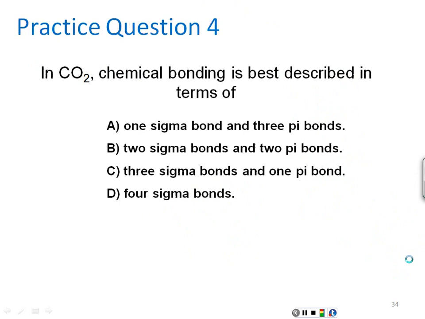Okay, next practice question. In CO2, chemical bonding is best described in terms of A, 1 sigma bond and 3 pi bonds, B, 2 sigma bonds and 2 pi bonds, C, 3 sigma bonds and 1 pi bond, or D, 4 sigma bonds. So take a couple minutes and answer this question.